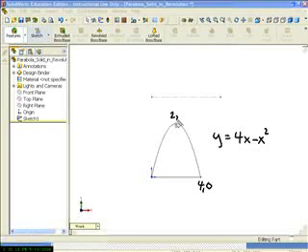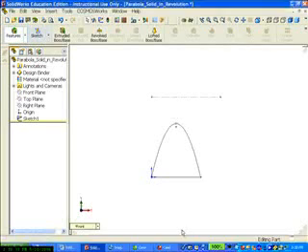By the time a student has completed Algebra 1, they should be very familiar with plotting a parabola. In this parabola, the equation is y is equal to 4x minus x squared. I created the sketch in SolidWorks. The parabola intersects the x-axis at (0, 0) and (4, 0).